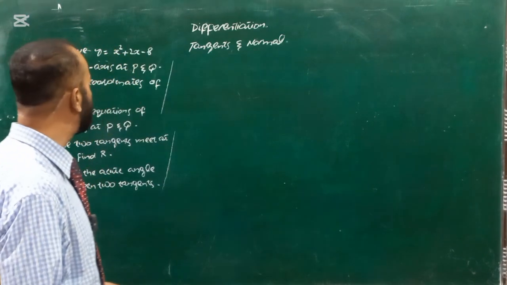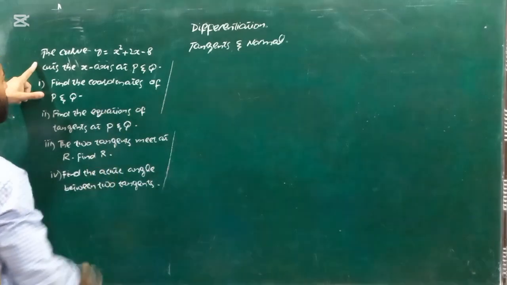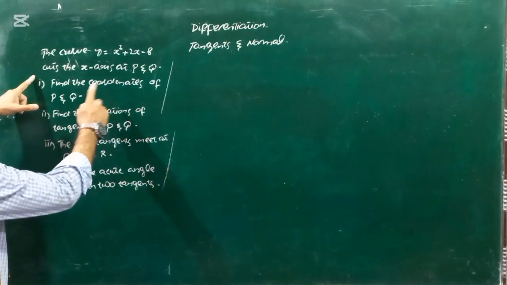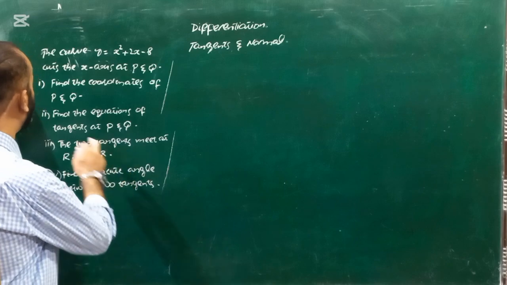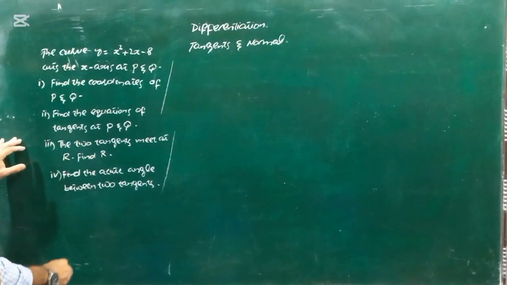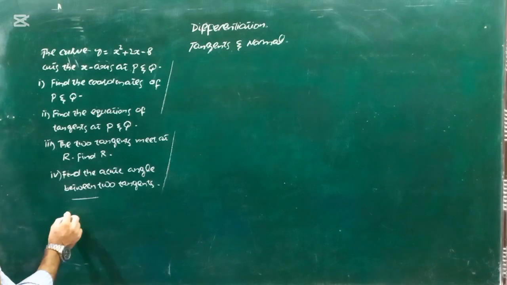The question, students, the statement of the question is: the curve y is equal to x square plus 2x minus 8 cuts the x-axis at P and Q. Find the coordinates of P and Q. Okay, the first thing is P and Q is the requirement. So here is the solution.